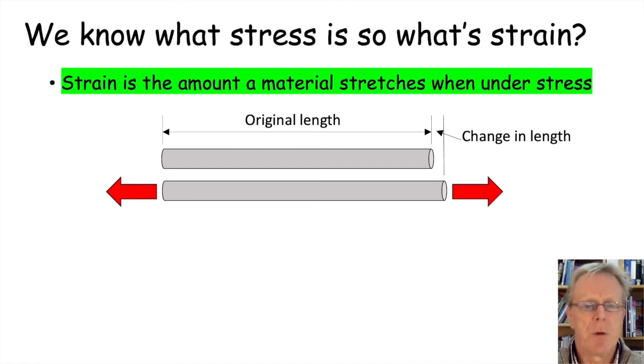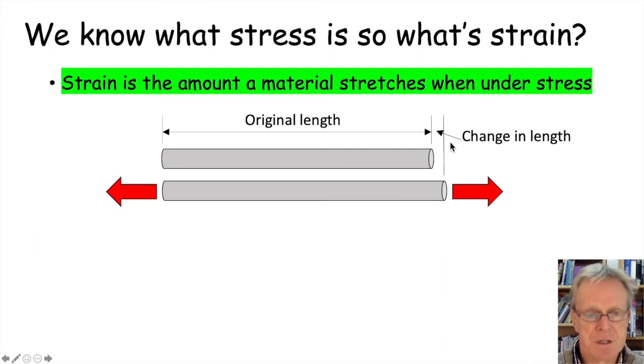Okay, so we know what stress is now. So what's strain? Now, strain is the amount a material stretches when under stress. That's the definition of strain, the amount a material stretches when under stress. Now, I've got a little diagram just there of a metal bar with its original length here. It's then subject to a stress, and then there's a change in length. This is the change in length we're actually interested in.